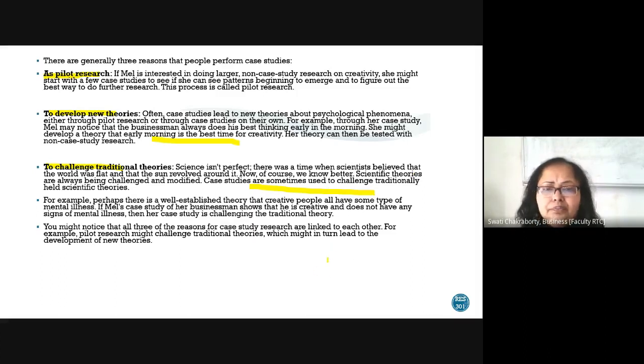So, for example, perhaps there's a well-established theory, when we take this particular example, that creative people all have some type of mental illness. So if in Mel's case she finds out that the businessman is creative but does not have any signs of mental illness, then her case study is challenging the traditional theory.